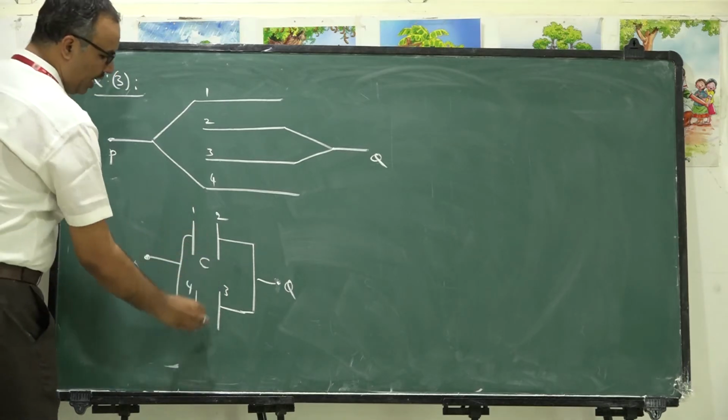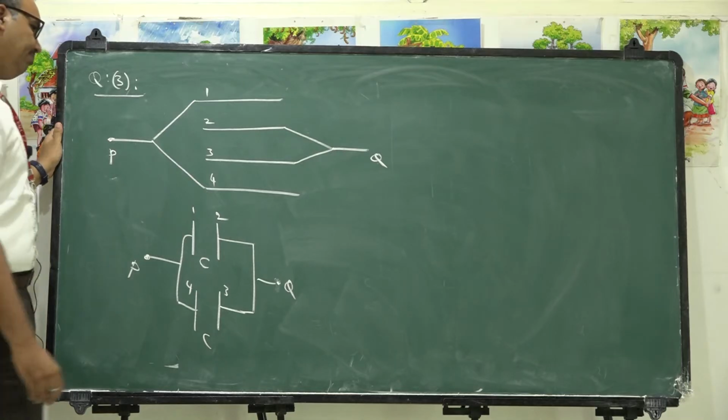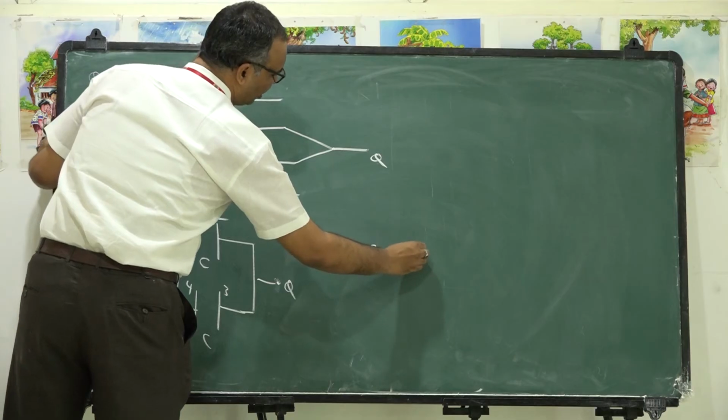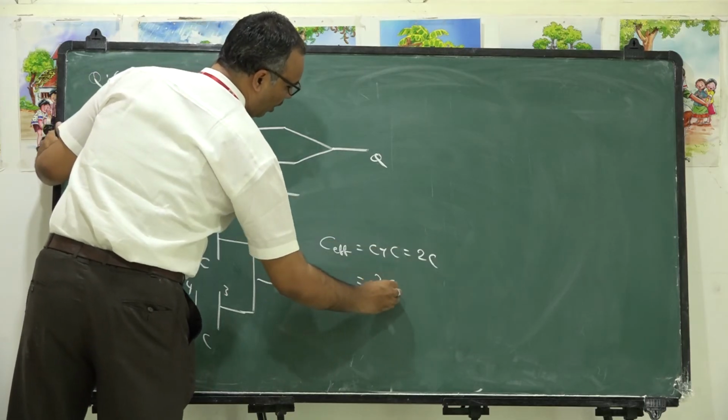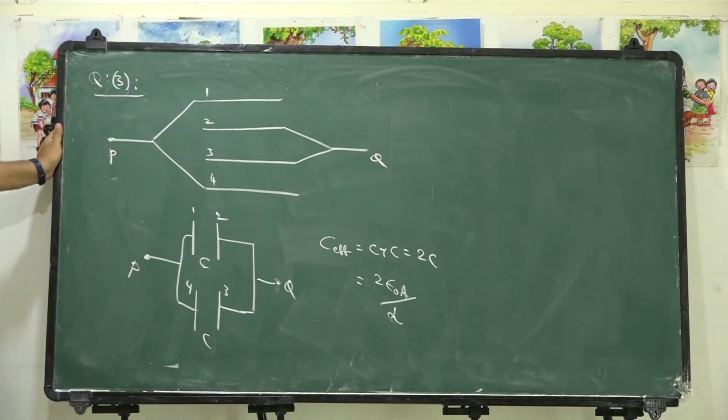Clearly, these two are identical capacitors. They are in parallel combination. Effective capacitance is given by C plus C, that is nothing but 2C, which is equal to 2 epsilon naught A by D. That is the answer. 2 epsilon naught A by D is the answer.